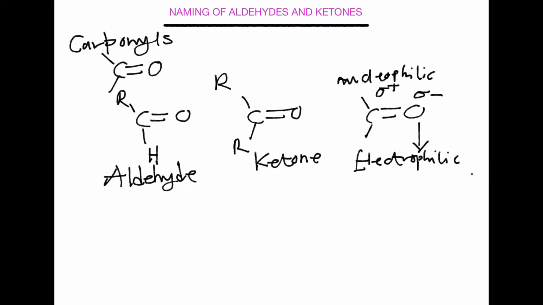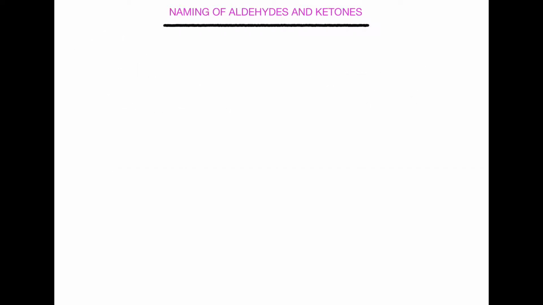Okay, there are more interesting characteristics that we can look at when we're talking about carbonyls, but today we want to look at how we're going to name aldehydes and ketones. So let's clean the board. We are good to go. Alright, so let's start with aldehydes. So we are looking at the IUPAC nomenclature of aldehydes.